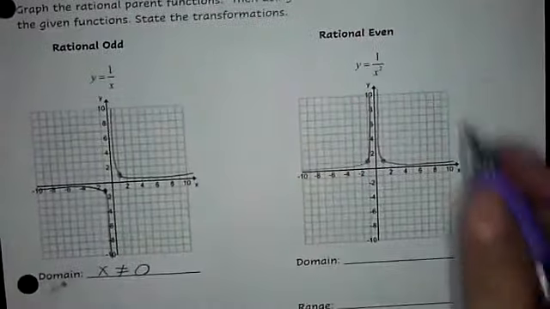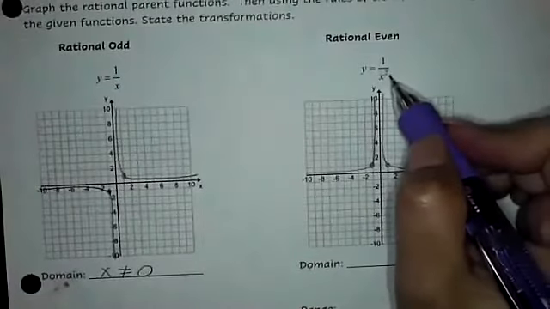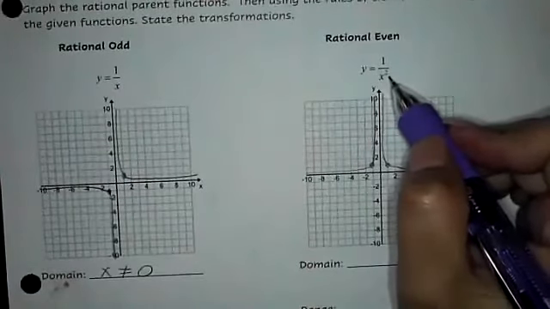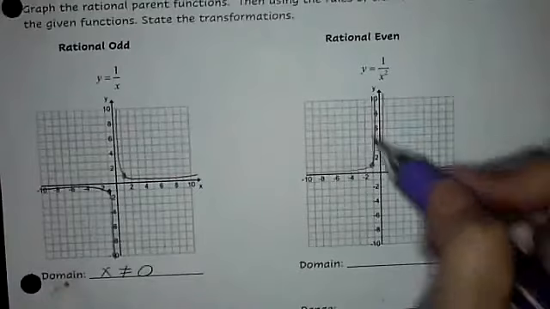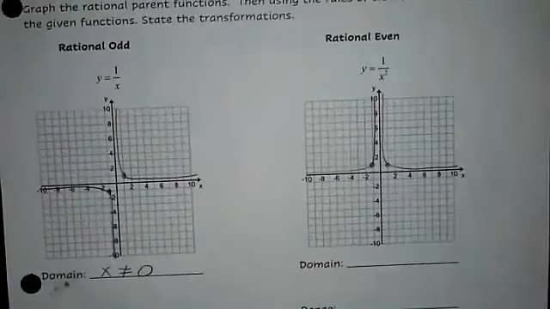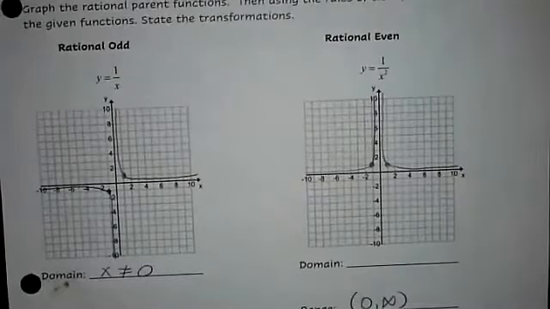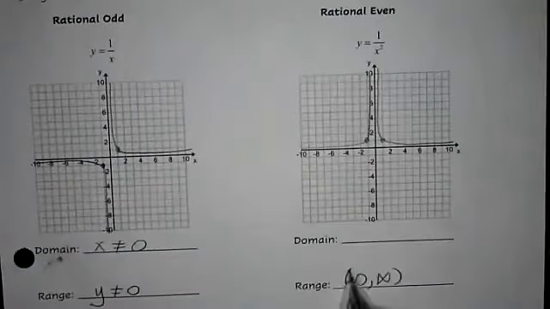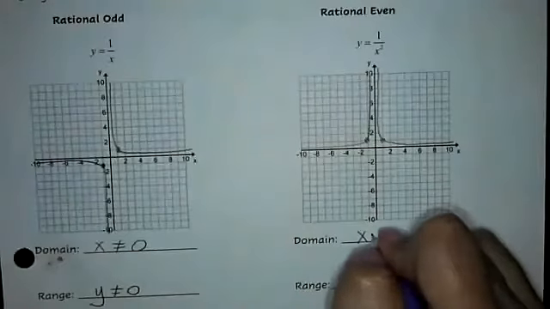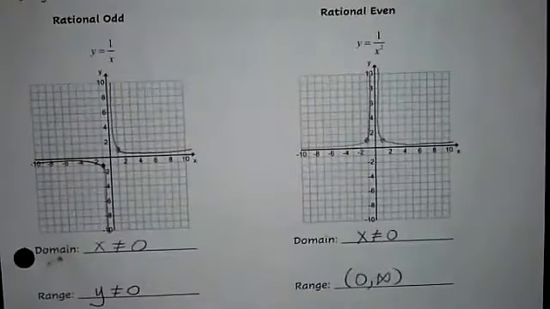For this one here, because of the square, the negative x values, negative times a negative turns into a positive. So both of them are above the x-axis, since y will never be negative. So our range for this one is from 0 to infinity. Notice that there is a parentheses there. That is because it is not touching 0. Remember, that's guiding it, but it's never going to touch it. And then our domain is all real numbers except for 0.